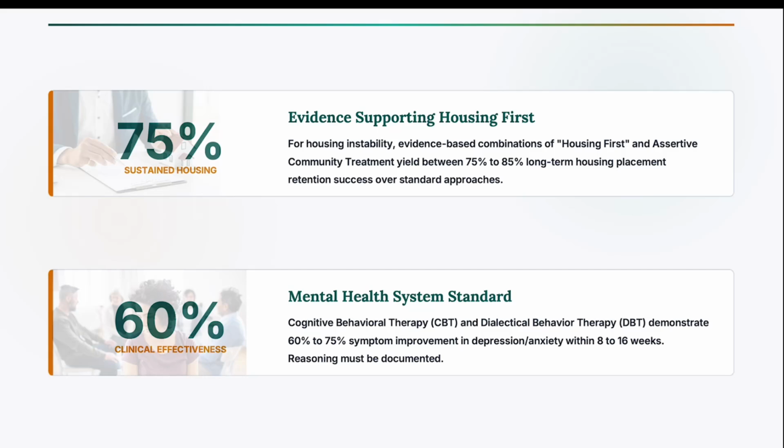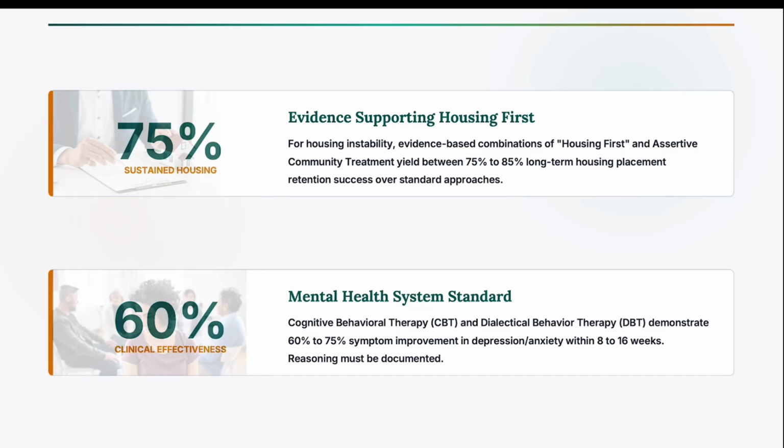Evidence-based interventions span cognitive behavioral approaches, task-centered practice, motivational interviewing, family systems interventions, and community-based supports. For example, if your client's goal is housing stability, the evidence strongly supports Housing First approaches combined with assertive community treatment. Research shows this combination achieves sustained housing in 75 to 85% of cases.